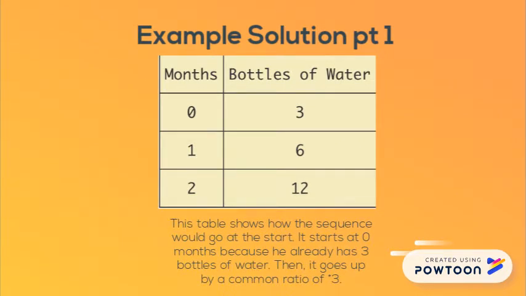This table shows how the sequence would go at the start. It starts at 0 months because he already has 3 bottles of water to start with. Then it goes up by a common ratio of times 2.